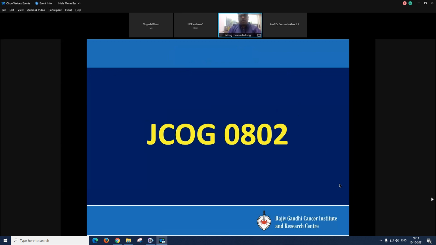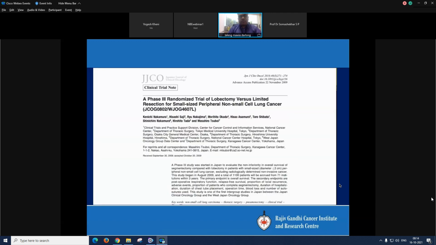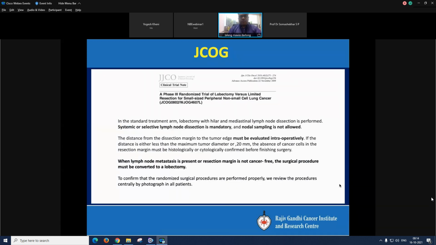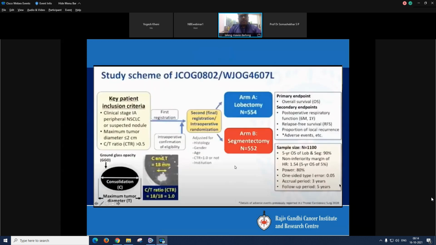This is the JCOG0802 trial comparing sublobar or segmental resection with lobectomy for early lung cancer, T1 less than or equal to 2 centimeters. This is from the Japanese trial. This was recently presented at the ASCO this year. So this is the study scheme, basically clinical stage 1 peripheral NSCLC. Maximum tumor diameter less than 2 centimeters and a CT ratio of more than 0.5. That is a consolidation to tumor ratio. More than 1,000 patients, 1,100 patients, were in this study.